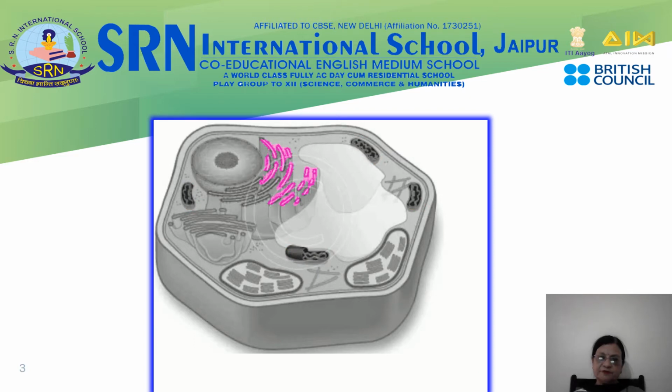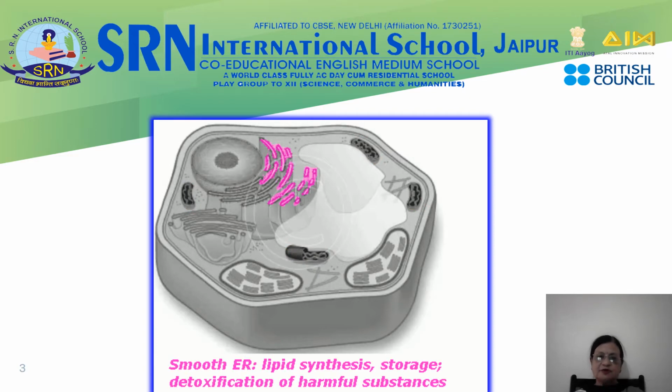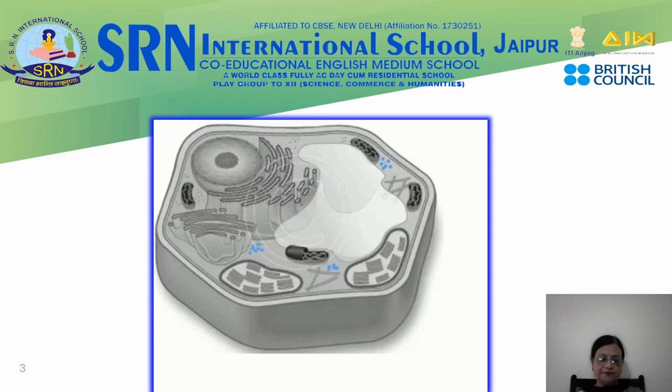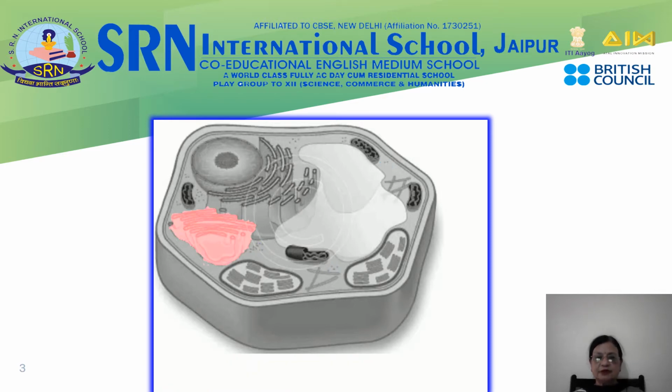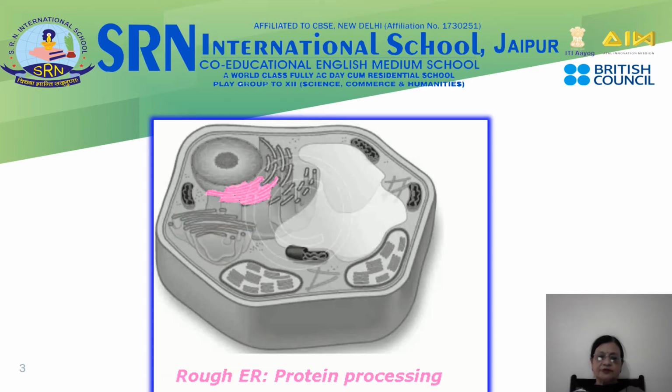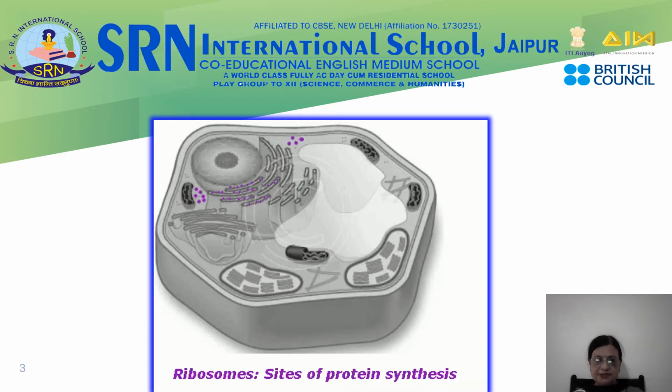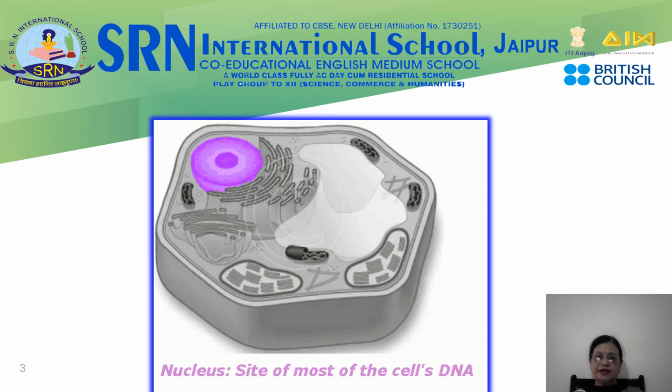Smooth endoplasmic reticulum is where lipid storage takes place and also detoxification of harmful substances occurs. Vesicles are the ones which transport protein and cellular material. Then we have Golgi complexes where the processing and sorting of proteins takes place. Rough endoplasmic reticulum is where protein processing occurs. Ribosomes are the site of protein synthesis. Nucleus is the site of the cell's DNA, and inside the nucleus is a nucleolus where the synthesis of ribosomal RNA takes place.